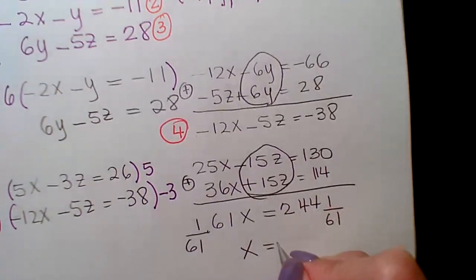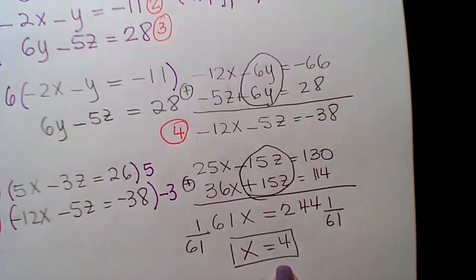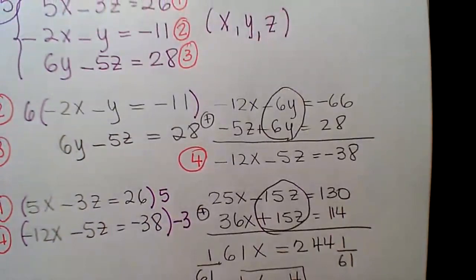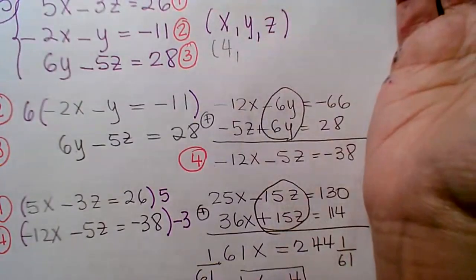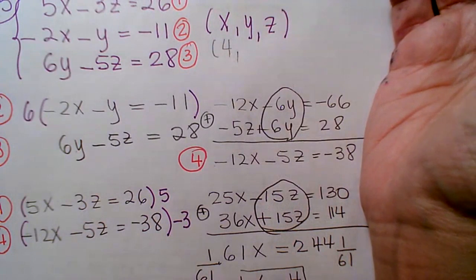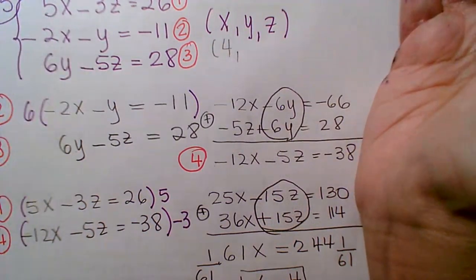244 divided by 61 is 4. We got the first coordinate. So now we know 4 is going to go here. Where do I get the x, the y, and the z? It could be in any of the equations.